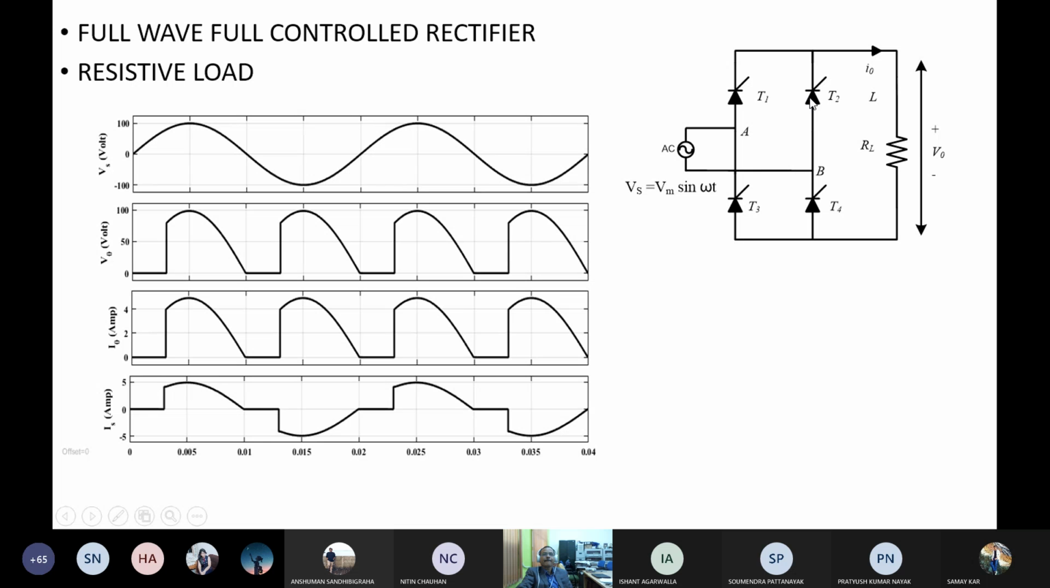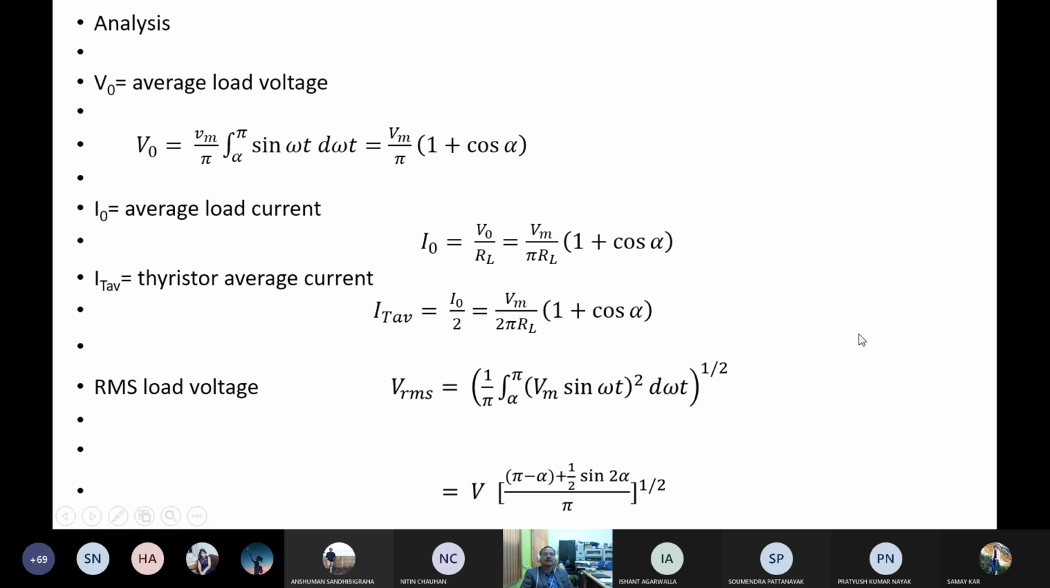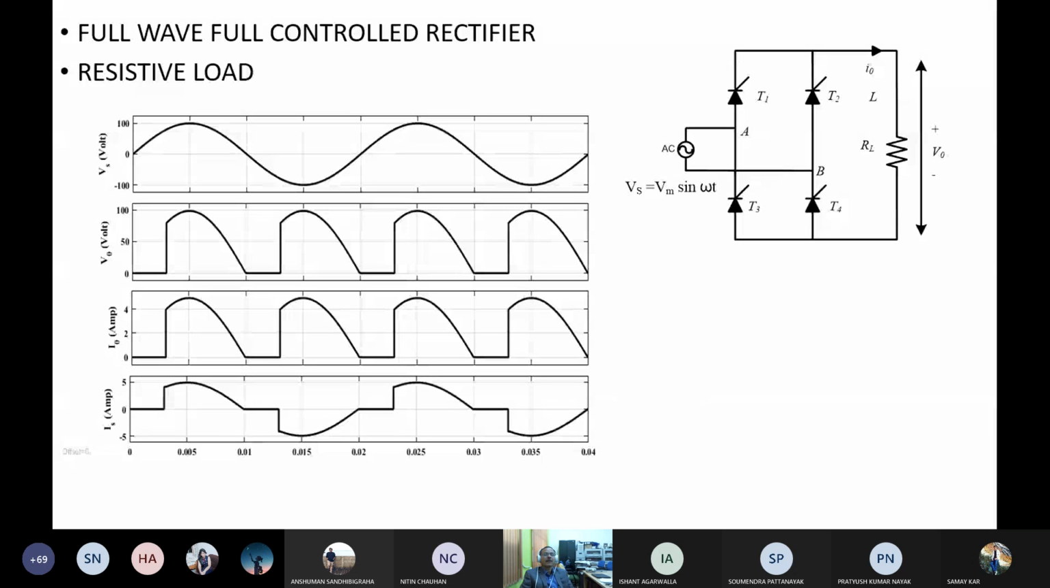In the next half cycle, at pi voltage is 0, current is 0. So at pi plus alpha, we trigger T3 and T2. So current will flow through T2, T4 and back to source in the other direction. So the voltage equations are all the same. Alpha to pi is the limit, Vm by pi into 1 plus cos alpha. So take this waveform.